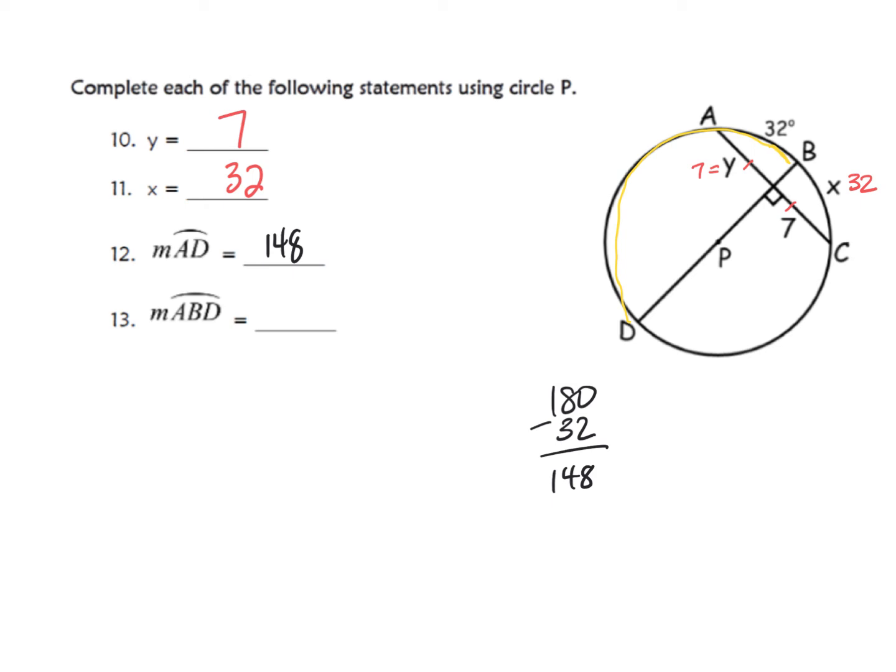The next one is arc ABD. Okay, arc ABD. So A to B to D. So we're going the long way around here. So I really need a semicircle there, 180, right? I need this semicircle, plus I'm going to need 32 more. So I have 180 plus 32. So I get 212.